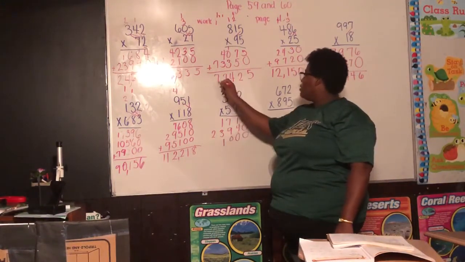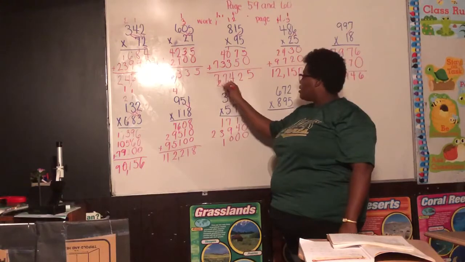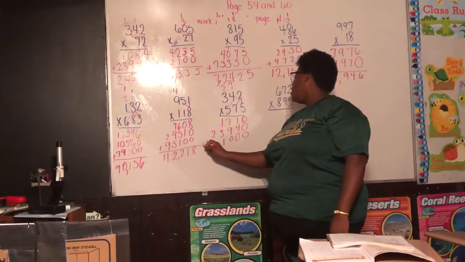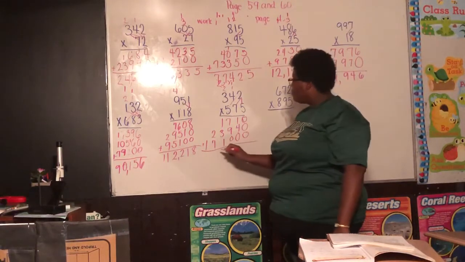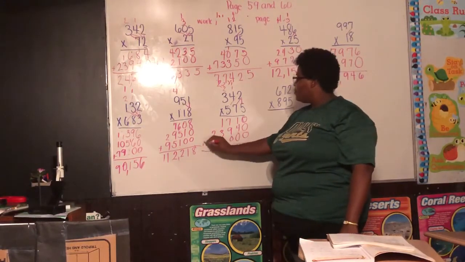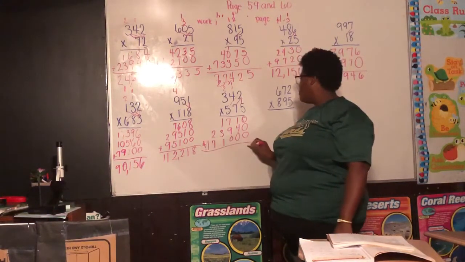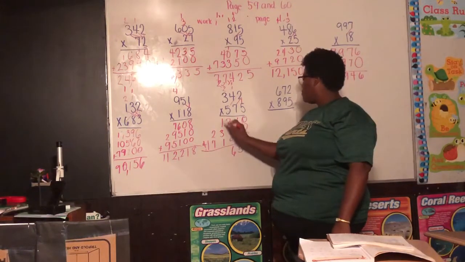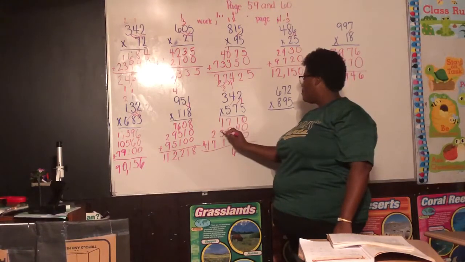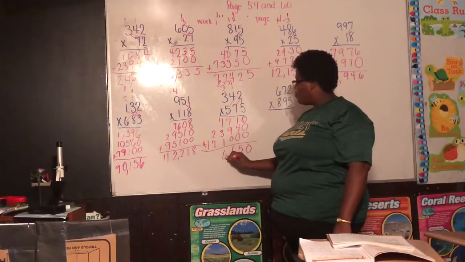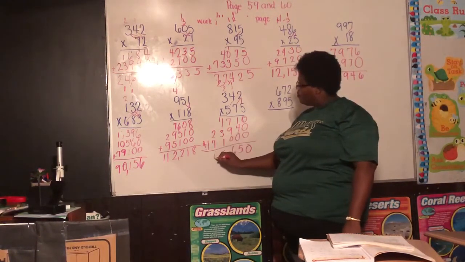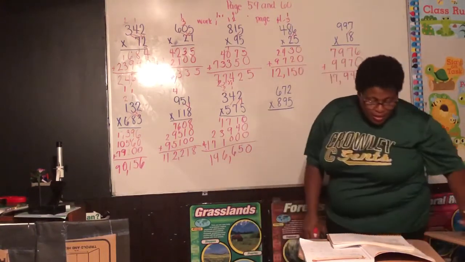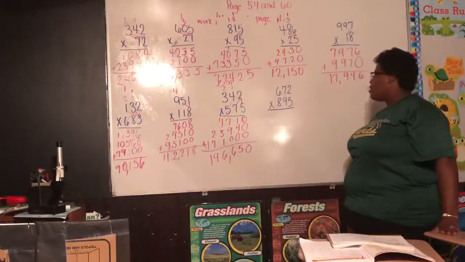21, 15, 16, 17. And add them up. Don't forget your comma. It's the same thing, it's pretty easy.